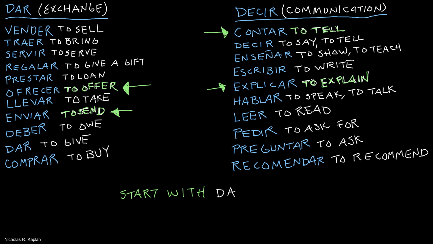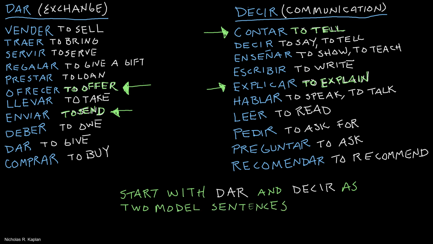Start with dar and decir. Make a lot of sentences with those two. Use your indirect object pronouns. Me, te, le, nos, os, les. To me, to him, to her, to us, to y'all. And write some sentences and get really good with those two verbs. And as soon as you're feeling comfortable, start incorporating those other verbs. Have fun. Speak to some people. Try this out in real life because isn't that why you're learning this language?